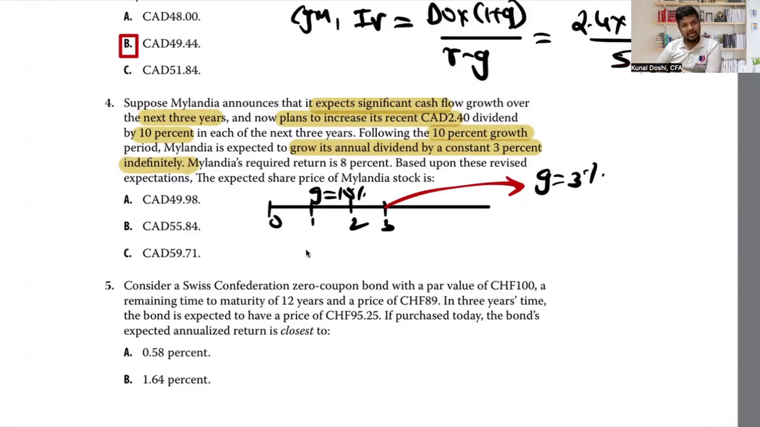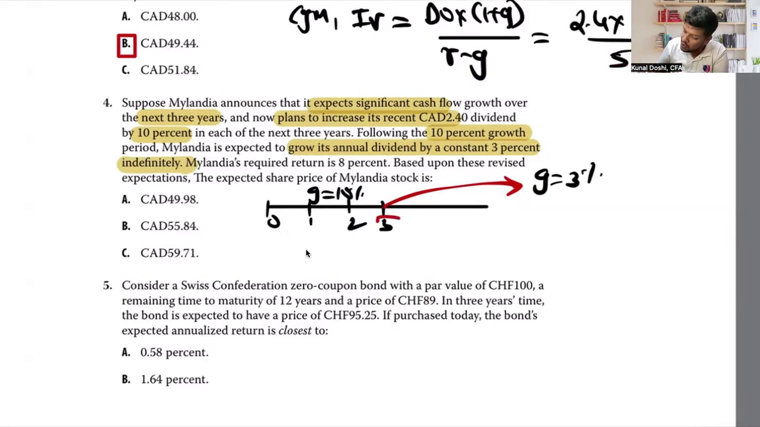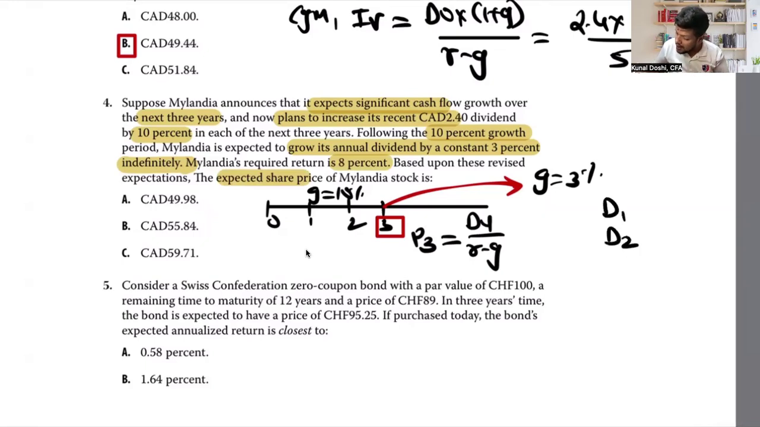Now, this tells me that my terminal value should be calculated at the 3rd year. Terminal means the last year value, which I call P3. Why so? Because after the third year, the growth is perpetual. So to calculate P3, we require the next year dividend over R minus G. Correct? And they have said required return is 8%. What is the expected share price? Basically, I have to calculate P0. So before I calculate P0, what will be the components over 3 years? Over 3 years, I'll get dividend 1, dividend 2, dividend 3, and P3.